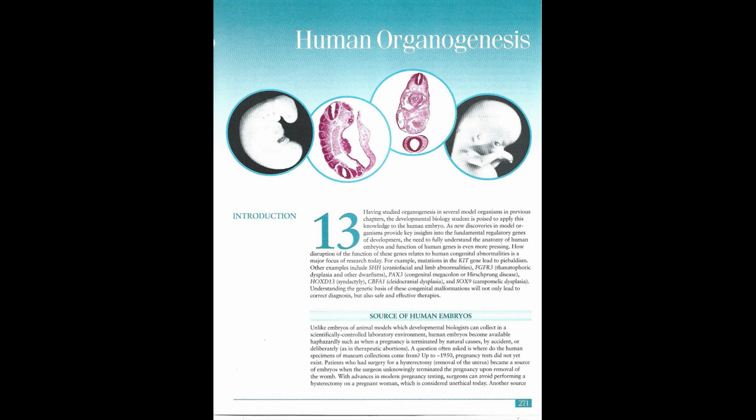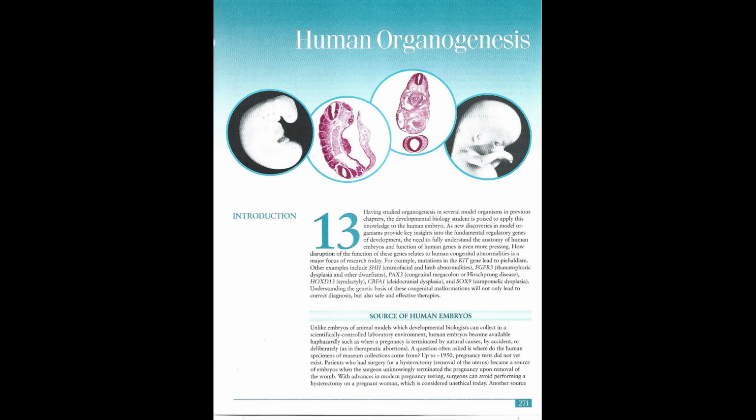Having studied organogenesis in several model organisms in previous chapters, the developmental biology student is poised to apply this knowledge to the human embryo. As new discoveries in model organisms provide key insights into the fundamental regulatory genes of development, the need to fully understand the anatomy of human embryos and function of human genes is even more pressing. How disruption of the function of these genes relates to human congenital abnormalities is a major focus of research today.